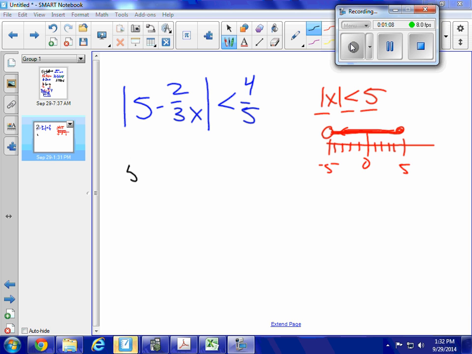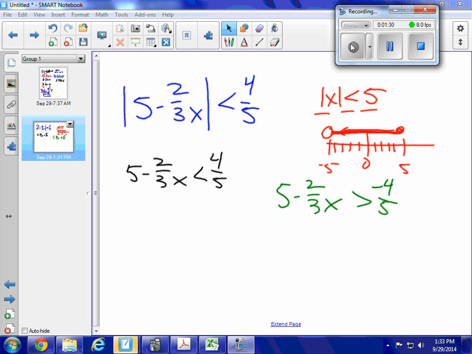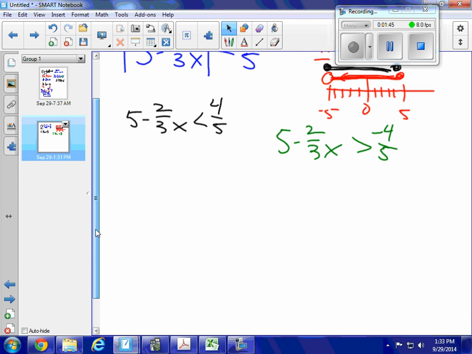I know that the absolute value of 5 minus 2/3 x has to be less than 4/5. But I also know that 5 minus 2/3 x has to be greater than negative 4/5. Just like in this little sample that I did right above, it has to be less than the positive 5, but greater than the negative 5. It has to be between these two numbers. So now I have two inequalities, and I need to solve them both to find out where x can lie.